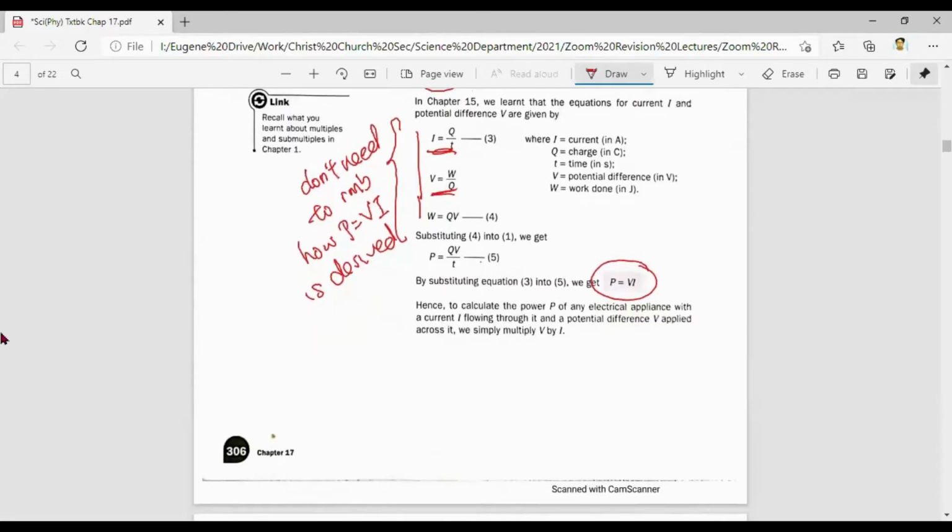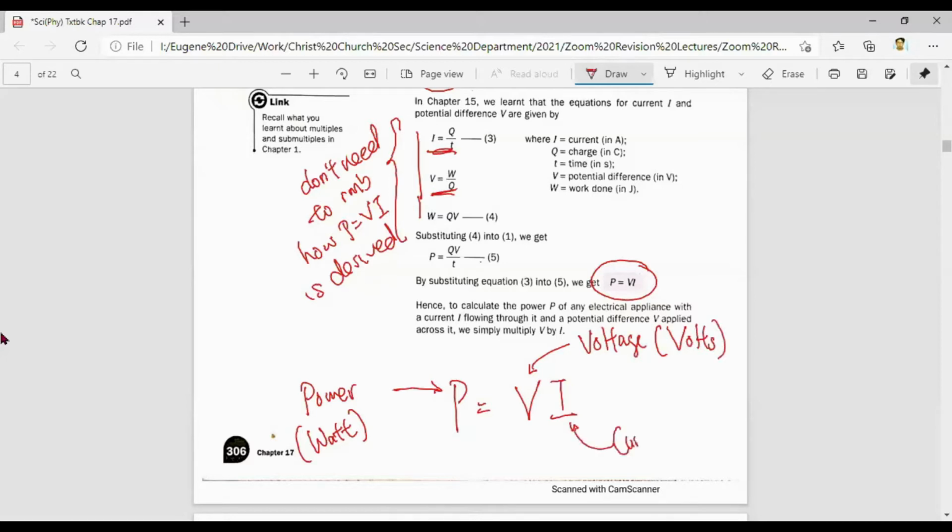Now, for P equals VI, do take note. P is power, the units is watt. V is voltage, or potential difference, the units is volts.